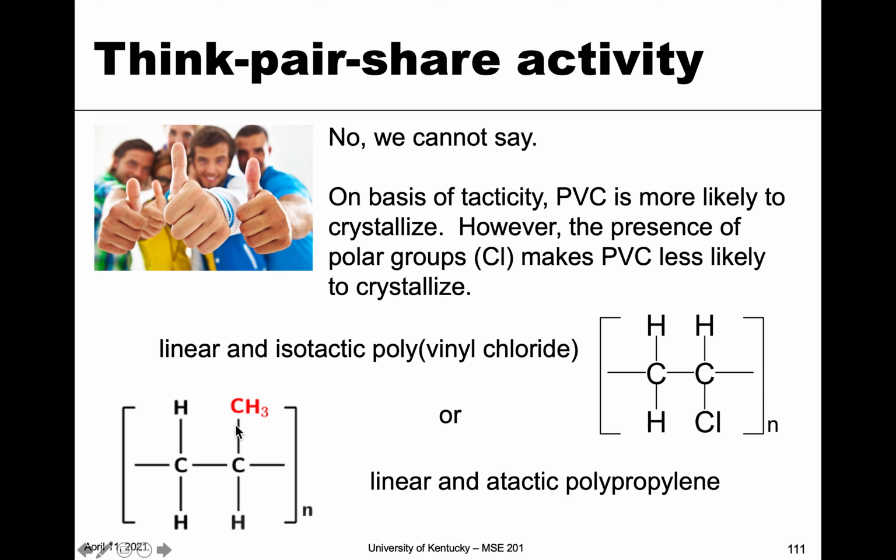Because this would make it more likely to crystallize, but it's atactic, which is less likely. And then isotactic is helpful, but the Cl makes it less likely. The presence of this polar group, the very electron rich, makes it less likely. So we don't know which factor helps the most. And so we cannot say in this case. We would have to have more information if we were trying to solve this problem.